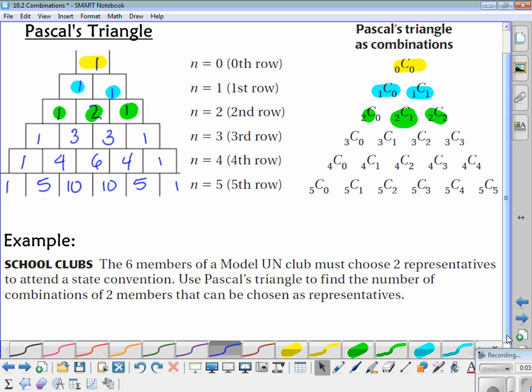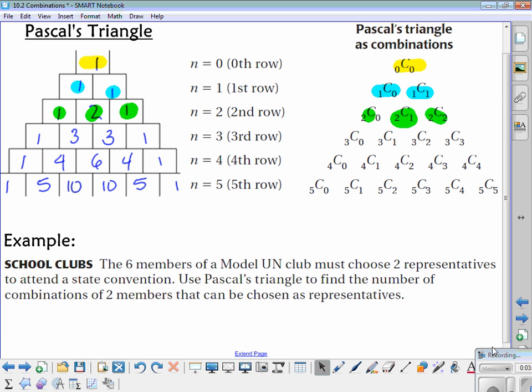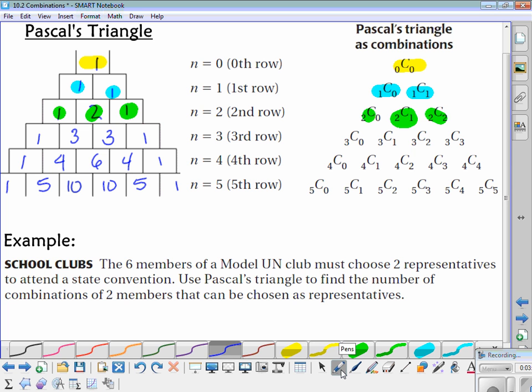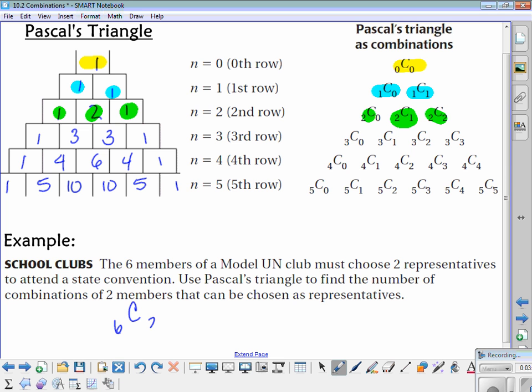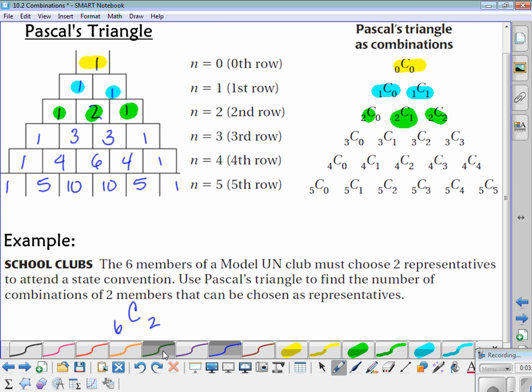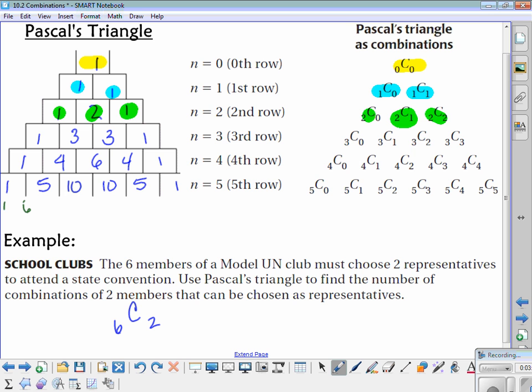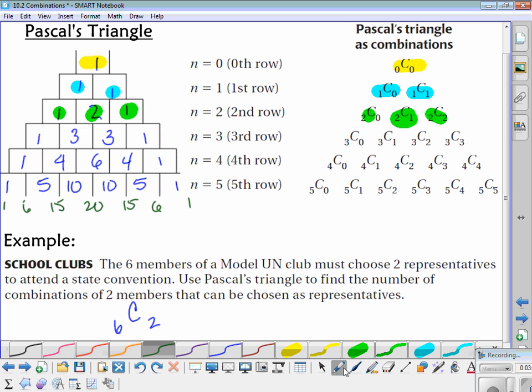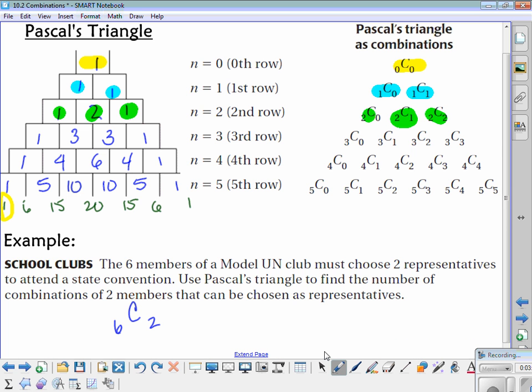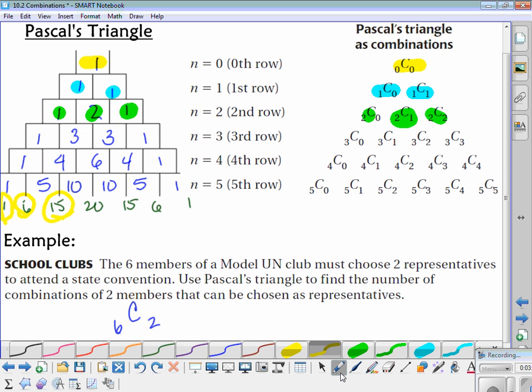Okay, so let's take a look at this problem here. I've got 6 members of the Model UN Club, and they must choose 2 representatives to attend the state convention. So I've got 6, and I want to choose 2 of them. So let me add my 6th row on here. What was it? 1, 6, 15, 20, 15, 6, and 1, right? So my first spot, that's 6 choose 0, 6 choose 1, 6 choose 2. What's the answer?